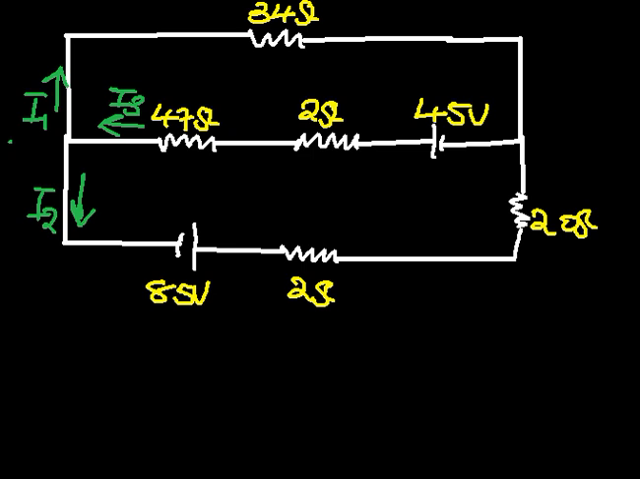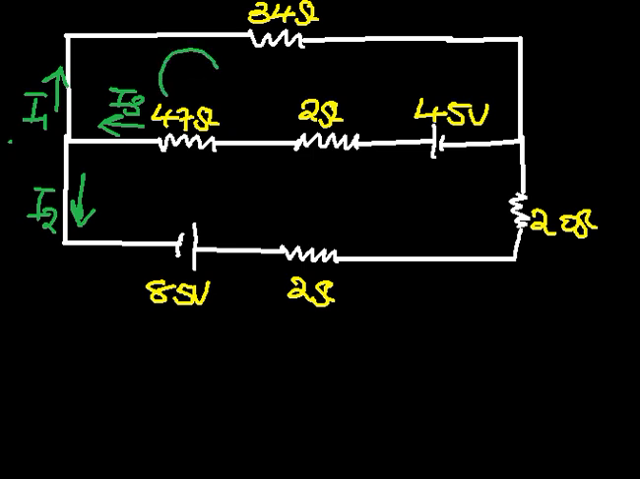So let us say that we have to find the values of the labeled currents using Kirchhoff's laws. How should we be able to make use of Kirchhoff's laws if this is the case? Now, this is the circuit with the two loops.